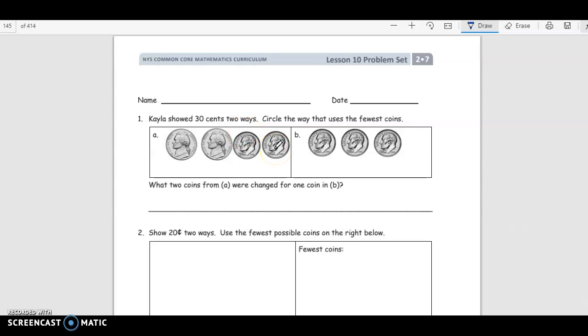Circle the way that uses the fewest coins. So if you just count the coins, there's 1, 2, 3, 4 coins. 1, 2, 3 coins. So this is the fewest, so I'll circle that.